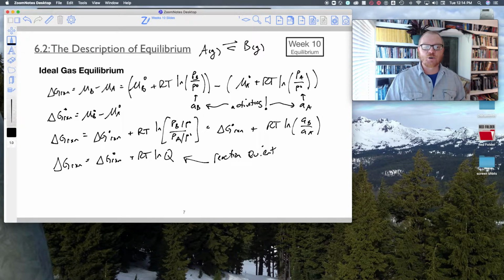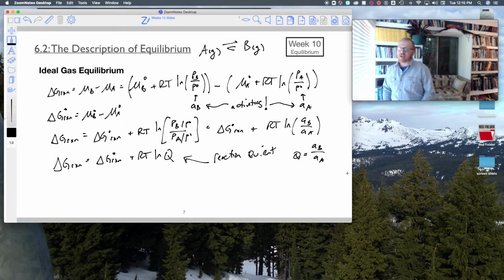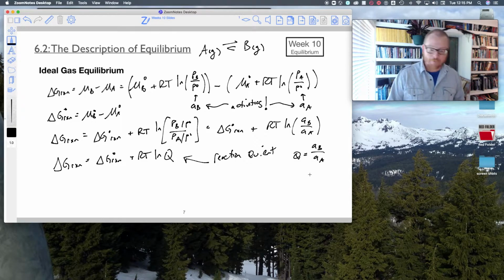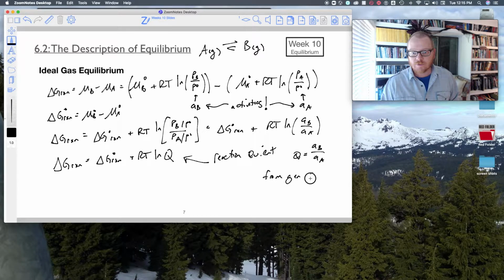Reaction quotient. We know that the reaction quotient, we can see, is the activity of A over the activity of B. From your Gen Chem days, we established that Q, the reaction quotient, is actually the partial pressure of B over the partial pressure of A.